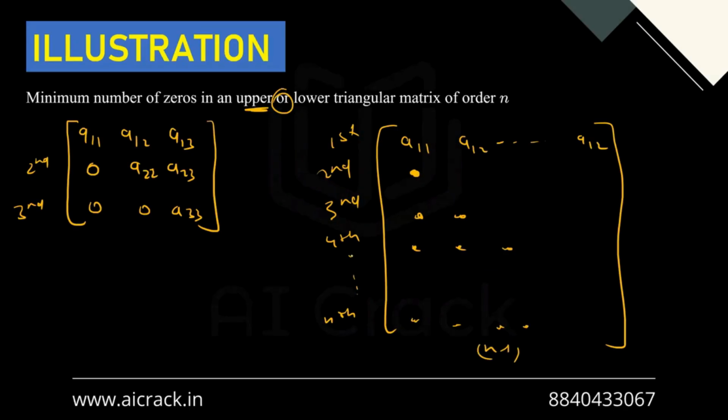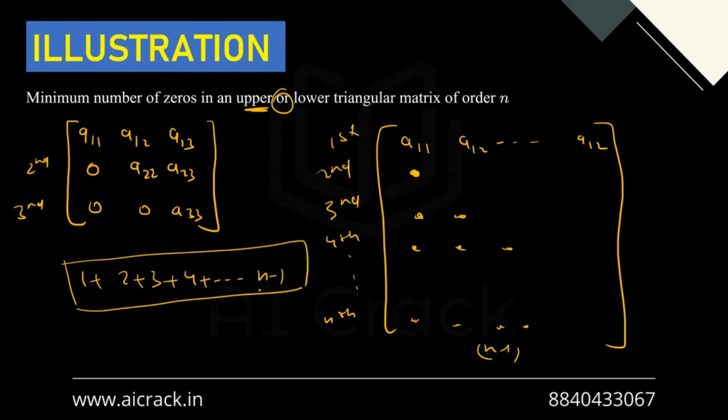So basically we are going from 1 plus 2 plus 3 plus 4 till n minus 1. This is nothing but the summation of an AP, so you can find the summation using the formula n plus 1 by 2. Over here n is actually n minus 1, so that would be n minus 1 multiplied by n divided by 2. So this is our answer.